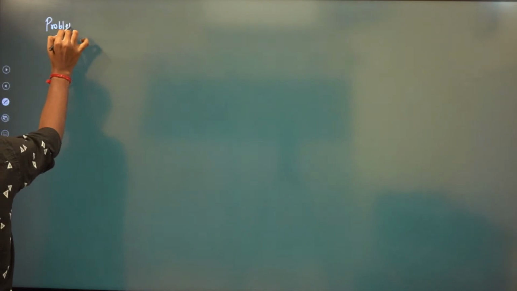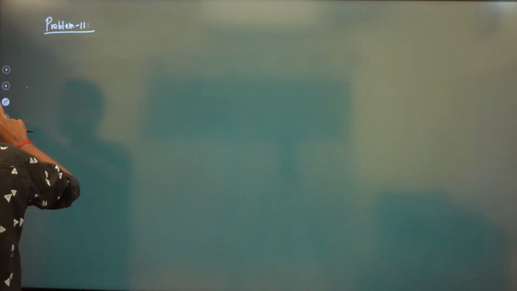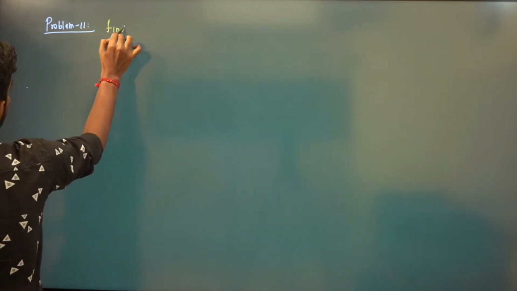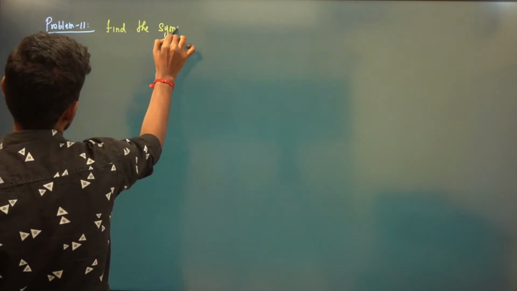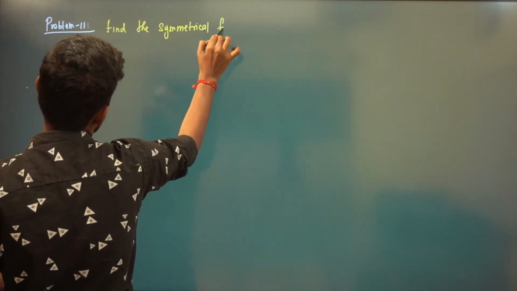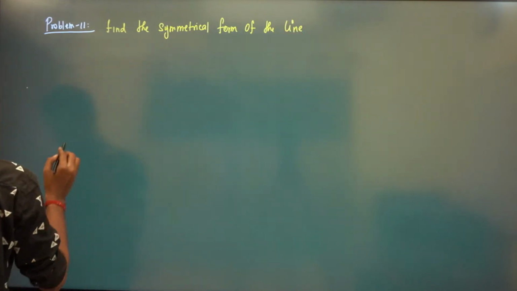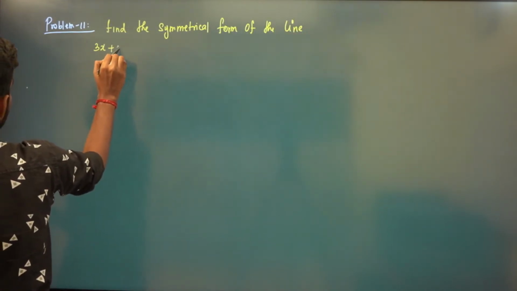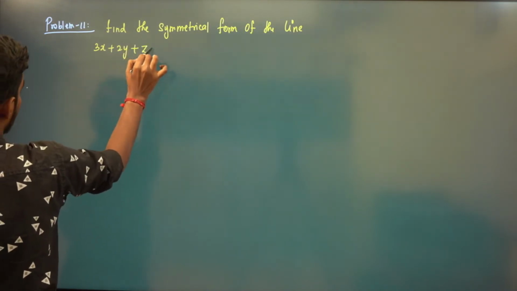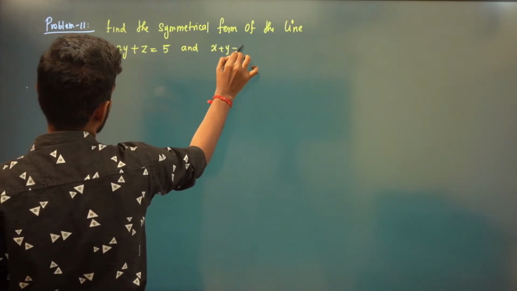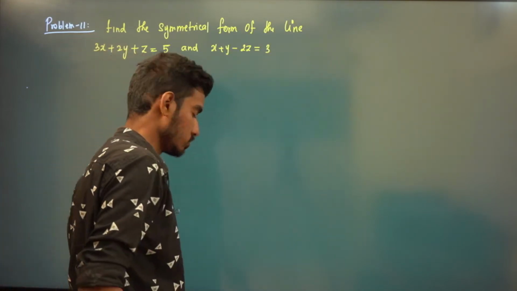Problem number 11. Find the symmetrical form of the line 3x plus 2y plus z is equal to 5 and x plus y minus 2z equal to 3. Let us try to do this, right?